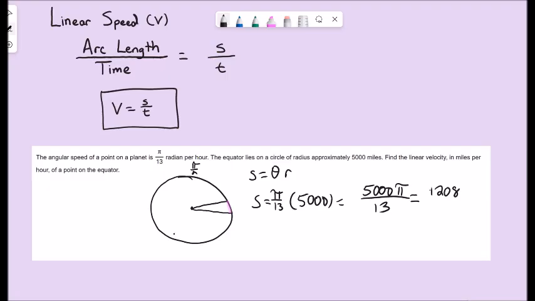About 1208 miles. Now, what is the hour? How are we going to figure that out? Well, it's given to us in radians per hour, and it wants to know miles per hour. So really, the time here is just 1, since we already have that. So our solution is going to be 1,208 miles per hour.